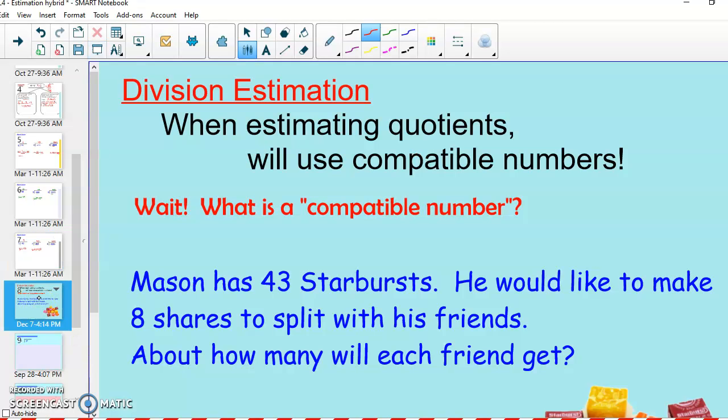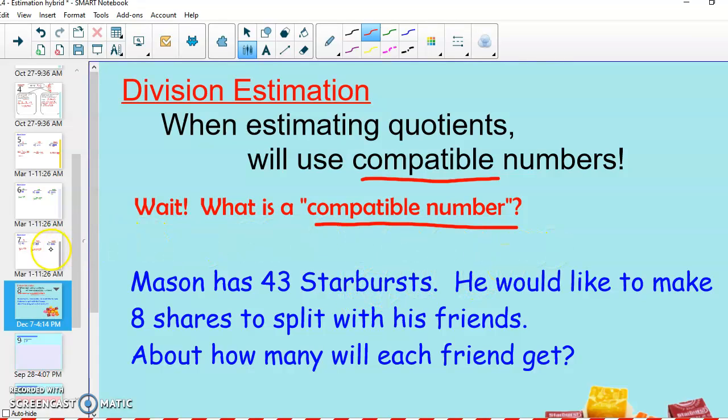All right, so now we're going to get into the part of the lesson where we talk about estimating with division. So in estimating quotients, we will use compatible numbers. So we need to first know what a compatible number is. If numbers are compatible, that means that they will be multiples of the factors.